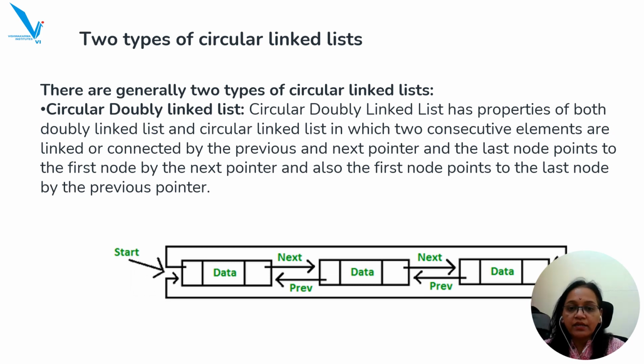Now circular doubly linked list. A circular doubly linked list has the properties of both a doubly linked list and a circular linked list, in which two consecutive elements are connected by the previous and the next pointer, and the last node points to the first node by the next pointer, and also the first node points to the last node by the previous pointer. Meaning what? See, suppose this is the first node. The first node's previous is given by the last node. Okay, and the last node's next is given by the first node.